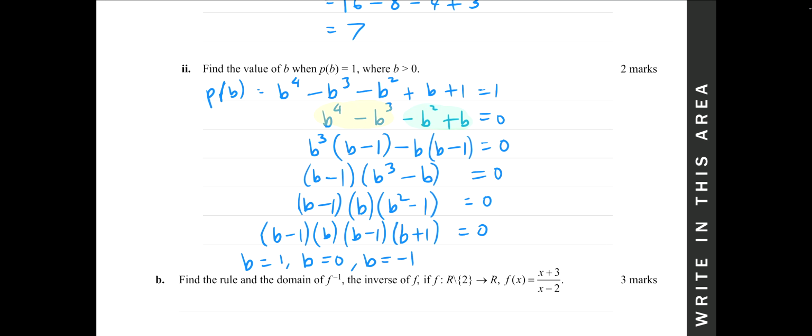However, please keep in mind the restriction in the question, and that is b is greater than 0. So therefore, since b is greater than 0, the value of b is going to equal, well, we have 1, 0, and negative 1. The only one that's strictly greater than 0 is b equals 1, and that is our answer.